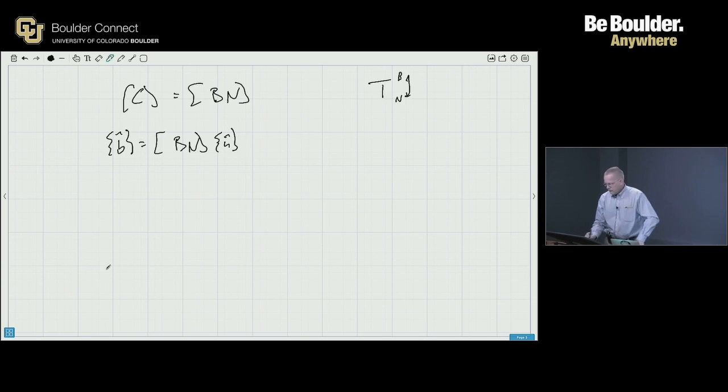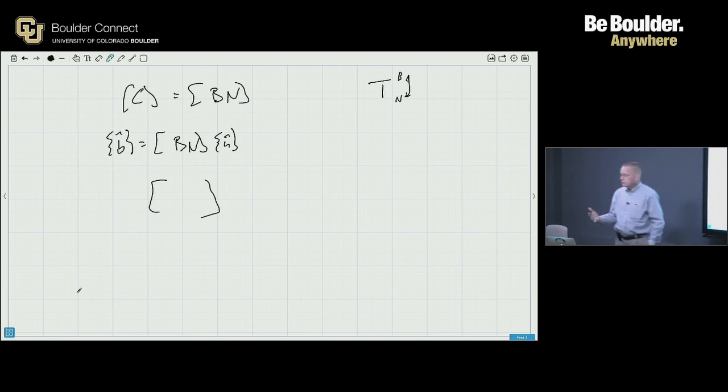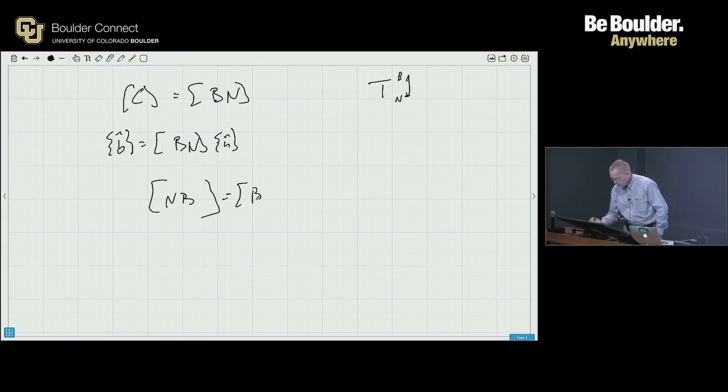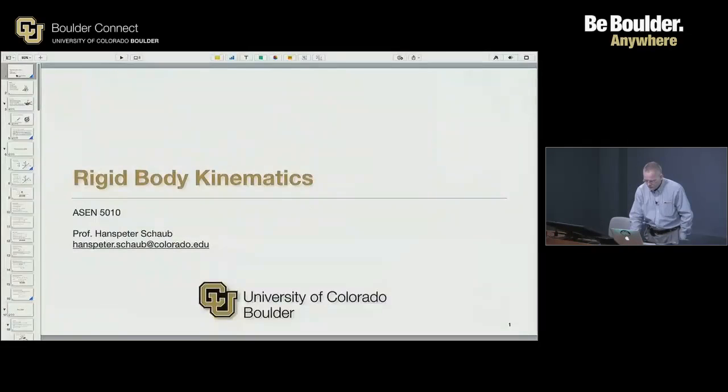That's good. If I want to invert this matrix, how would I denote that with this two-letter notation? NB, right? That's it. So you can just say NB ends up being BN transpose. It's very simple. And so you will see this. For right now, if I'm just doing one frame, sometimes I just write C. It's easier. So we'll see.